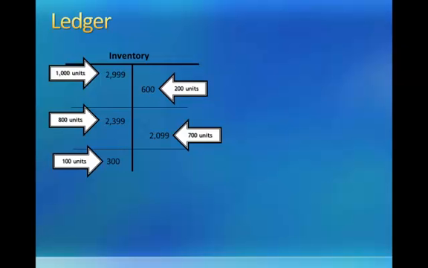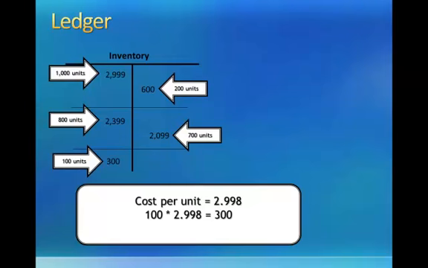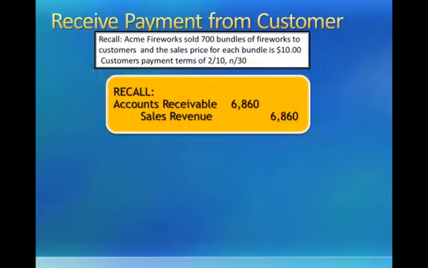So the 700 units we sold cost us $2,099. The 100 units that we have left in inventory cost us $300. So to double check, 100 times 2.998 cents per unit is approximately equal to $300. Remember, we're rounding to the nearest dollar in this example. So if we receive a payment from a customer, that's what we need to study next.